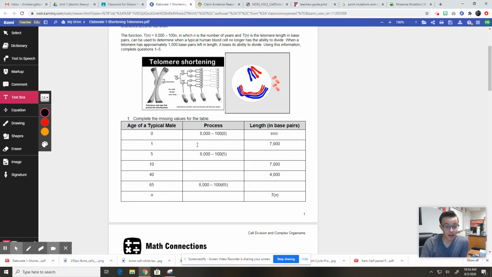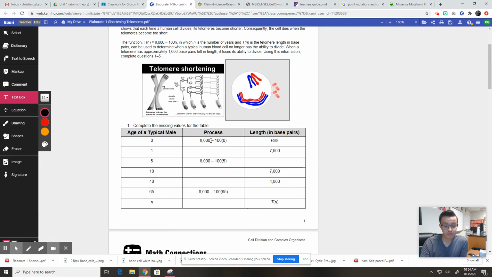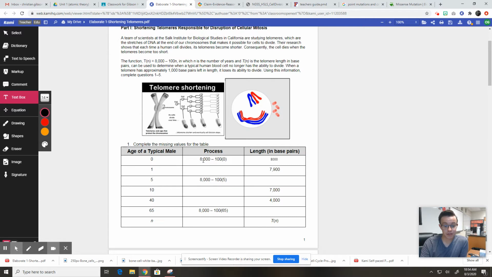So here we have the age of a typical male at age 0, we have our equation 8,000 minus 100 times the number of years old that person is. And so 100 times 0 is 0. 8,000 minus 0 is, and you can see over here, 8,000. I've already made a text box and typed my answer.